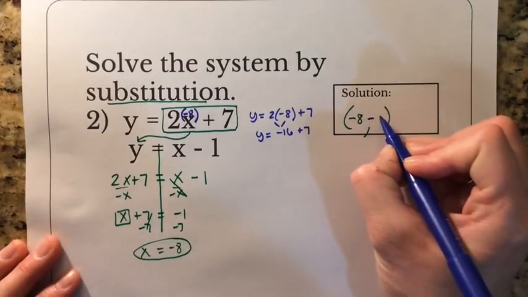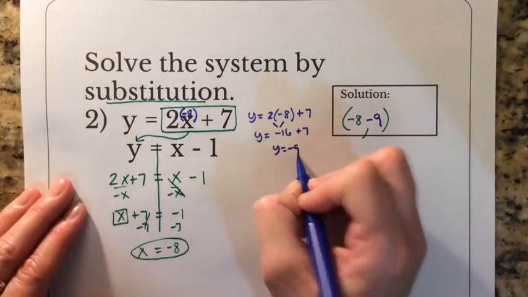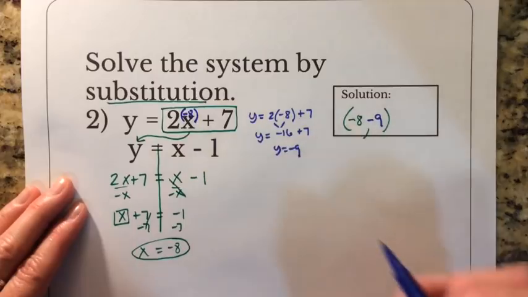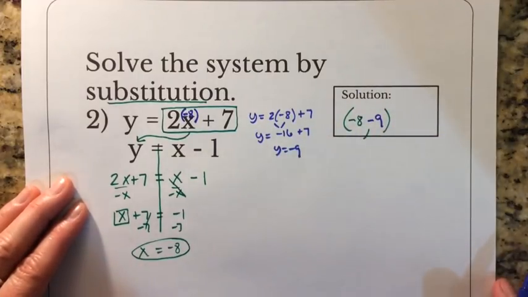Great. -9. And there you have it. Y is equal to -9. Now, if I were to graph both of these equations on the coordinate plane, they're going to intersect at the point -8, -9. That's my solution. Let's try number 3.